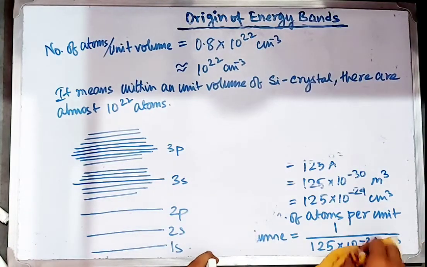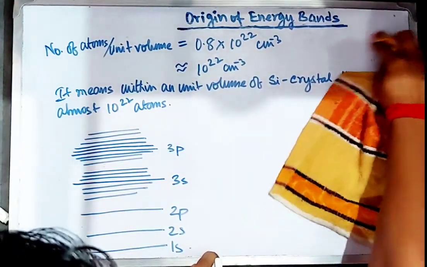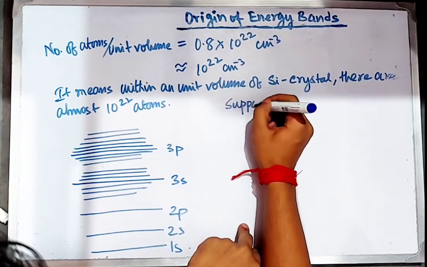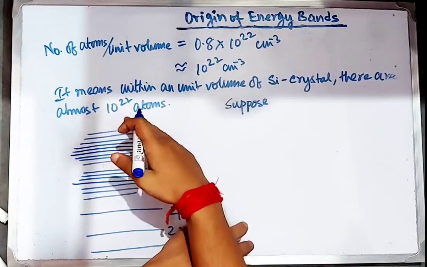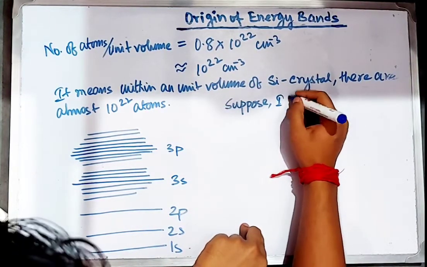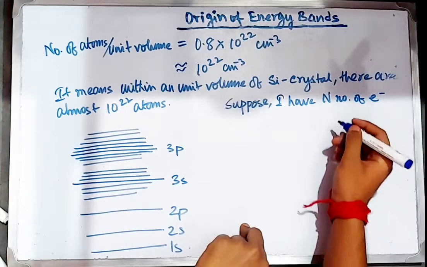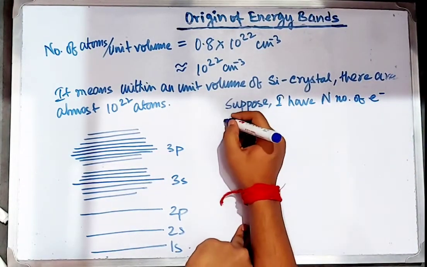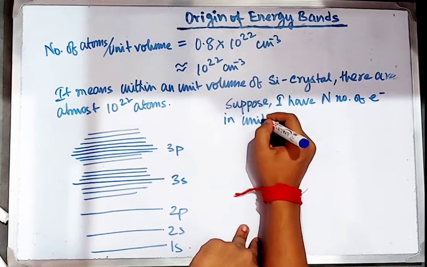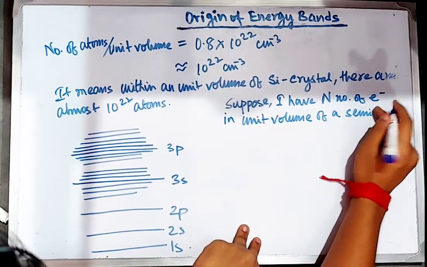So right now we are going to understand the concept, the origin of energy bands. So suppose, let's forget about this 10 to the power 22 atoms. Suppose I have n number of atoms in unit volume of a semiconductor.